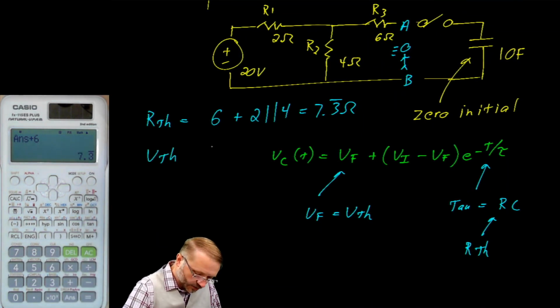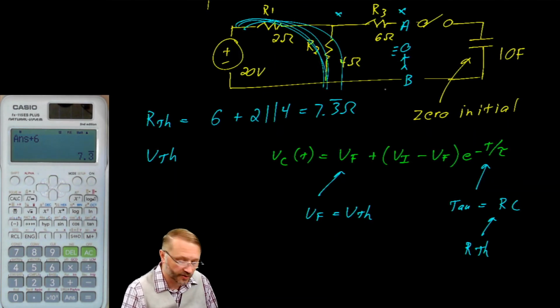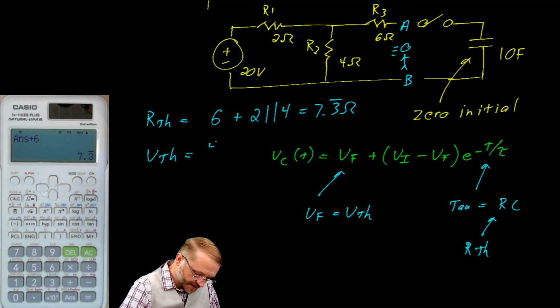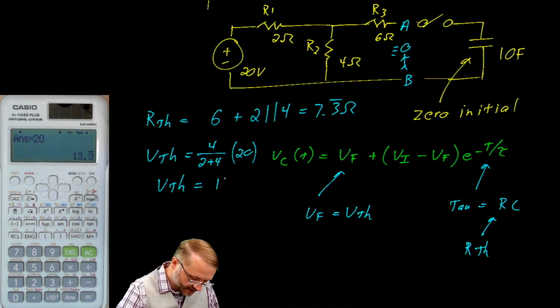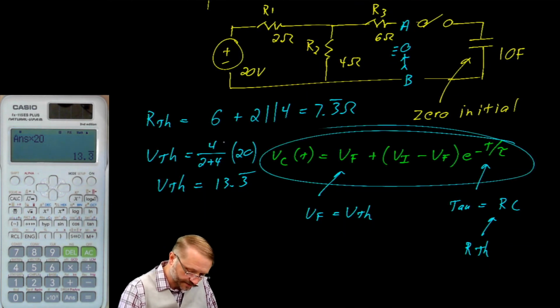The Thévenin voltage is a simple voltage divider in this case because the voltage here is the same as the voltage here because at no load there is no current draw, which means our voltage is 4 over 2 plus 4 by 20. So our Thévenin voltage is equal to 4 divided by 6 by 20. So 13.3 volts.